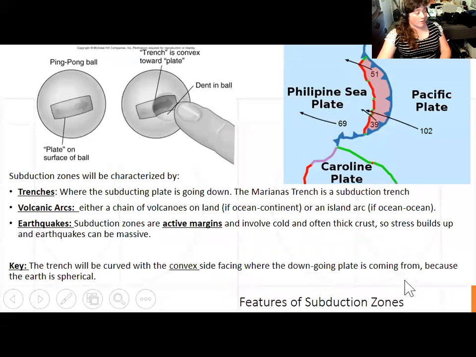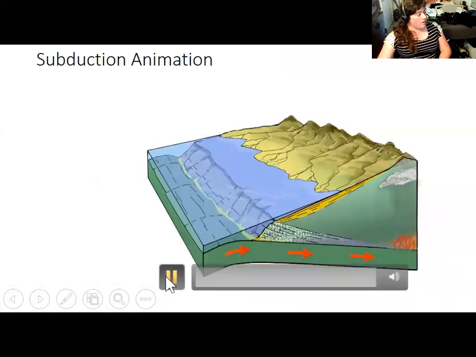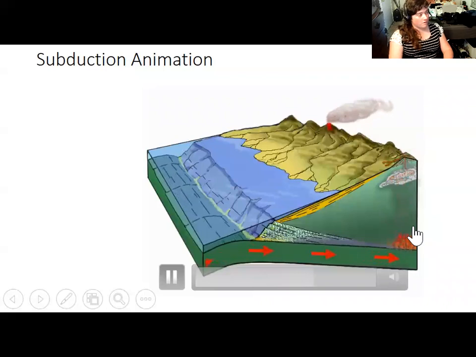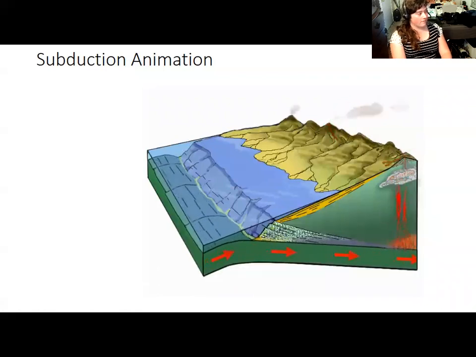I'm not going to linger on this too long, but things you find in subduction zones are trenches, and then you also will find an arc of volcanoes. So I'm going to jump back to the slide. What do you notice about where smoke is coming out along this volcano chain? Is it coming out of just one volcano, or is it coming out of all of them?